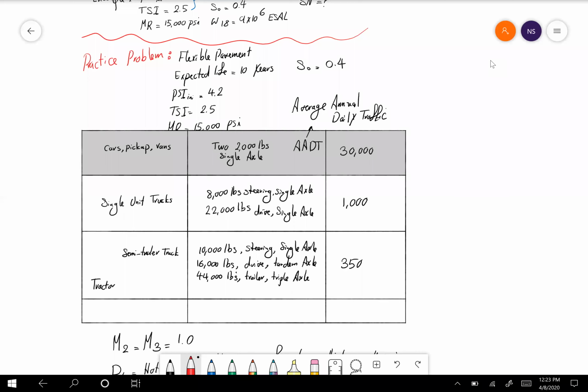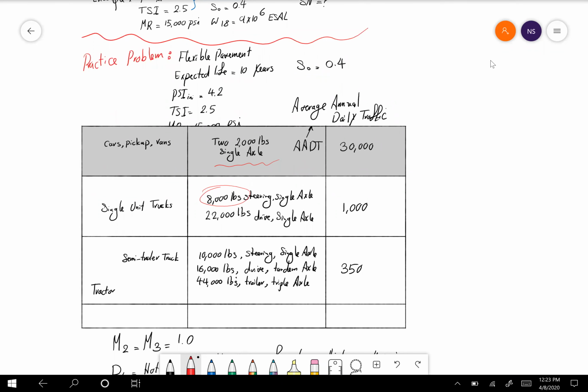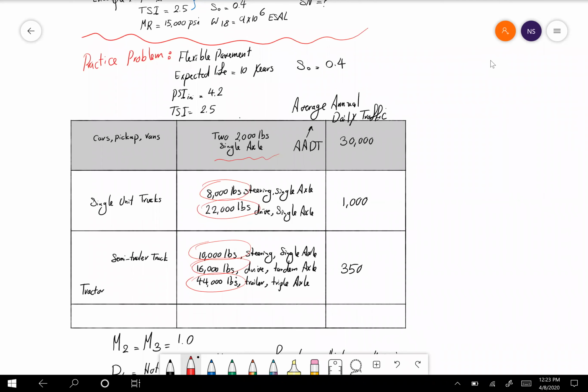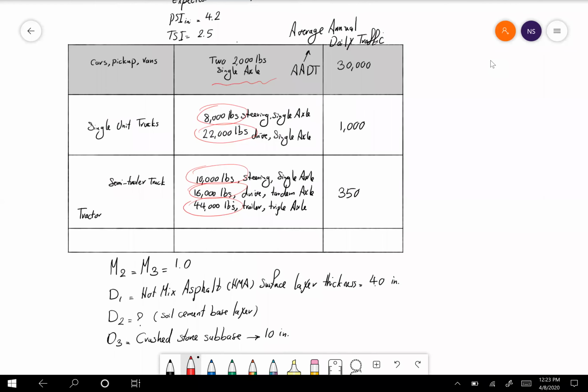And then it is important to take a look at these axle loads and also axle combinations, because we are going to use these in finding the equivalency factors from the tables that we just provided. Okay, now go back to the tables.